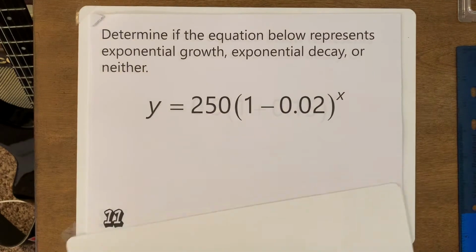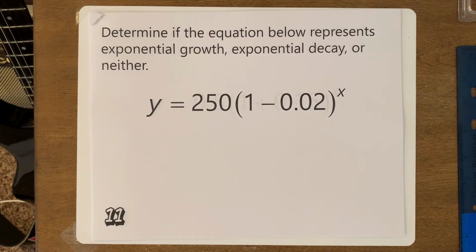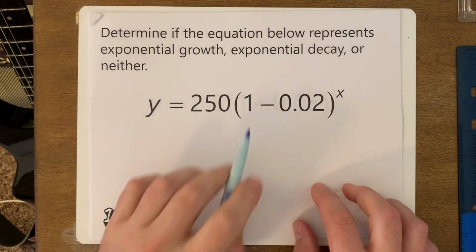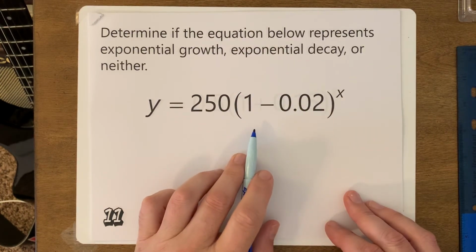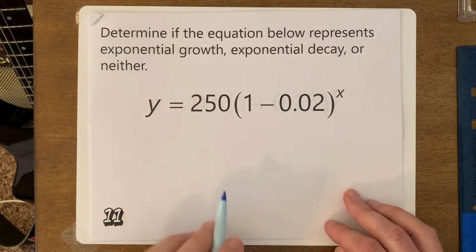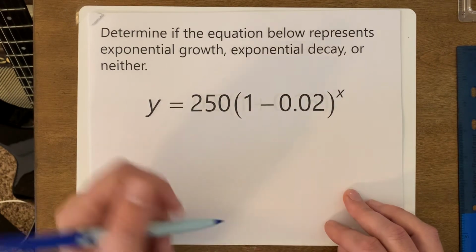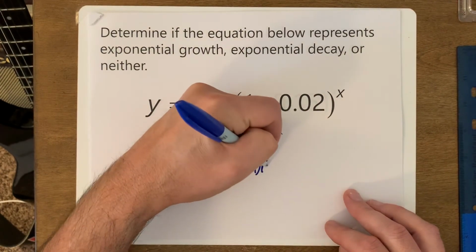All right. Now let's talk about some growth and decay here. It says determine if the equation below represents exponential growth, exponential decay, or neither. Here we're only going to look at the base here because the base is what determines it, remember? So 1 minus 0.02 would be 0.98. Well, that's between 0 and 1. So this one is going to be, because of this, decay.